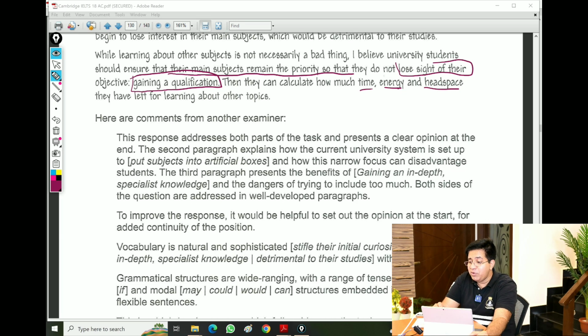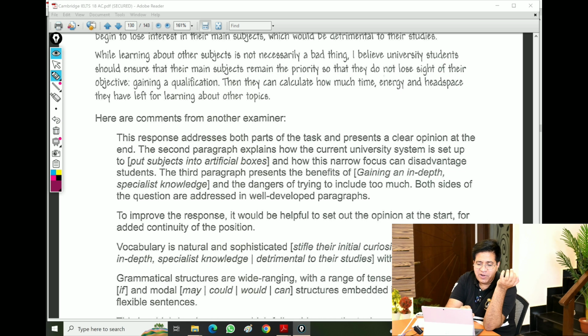Headspace, very good word. Space in your head to learn something new. If you're already preoccupied, you don't have headspace, okay? So this is a very good word. Headspace they have left for learning about other topics. That is the end of this essay.